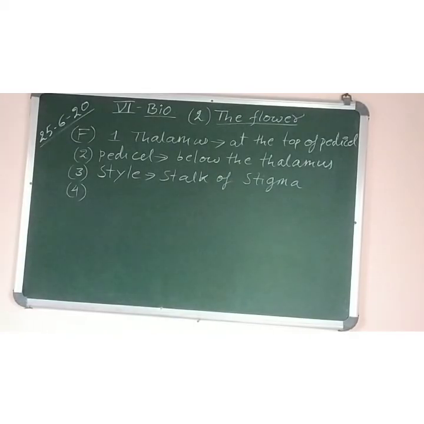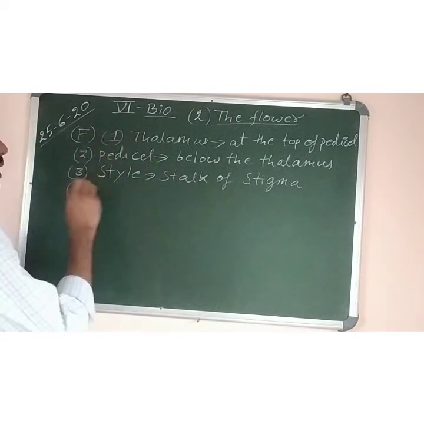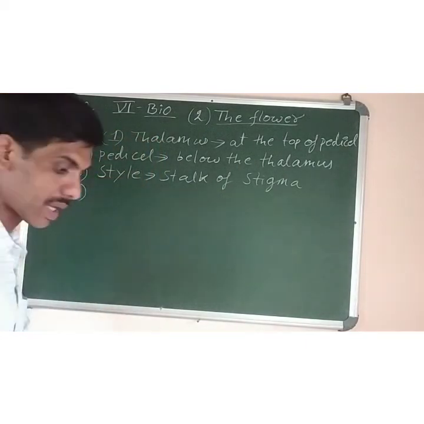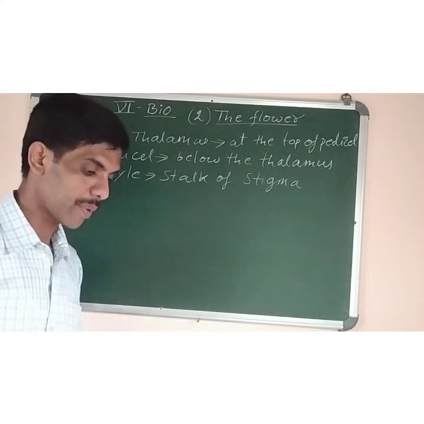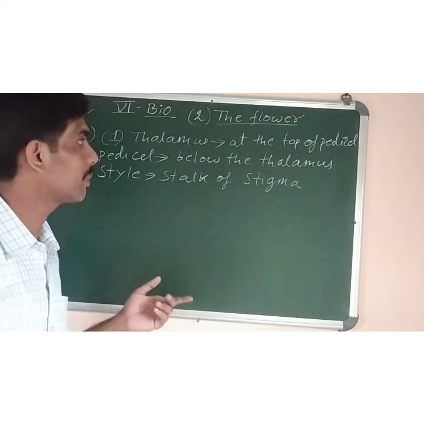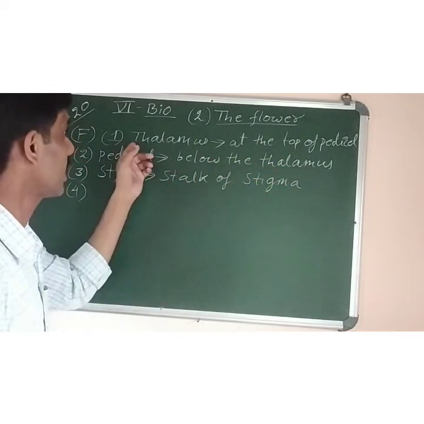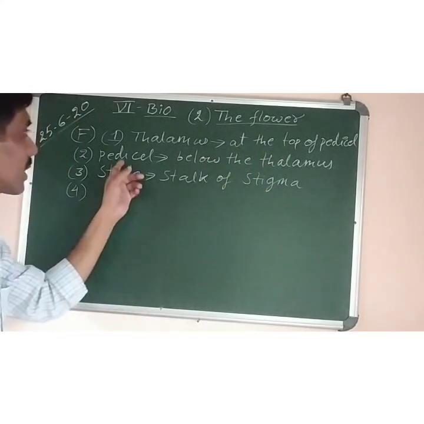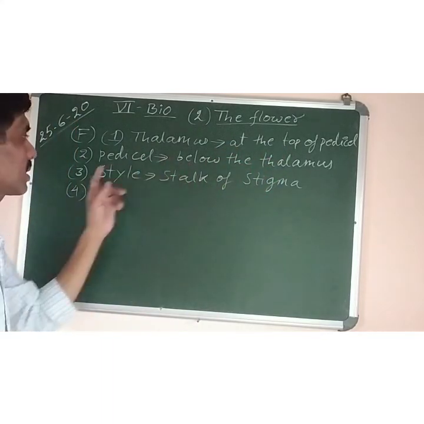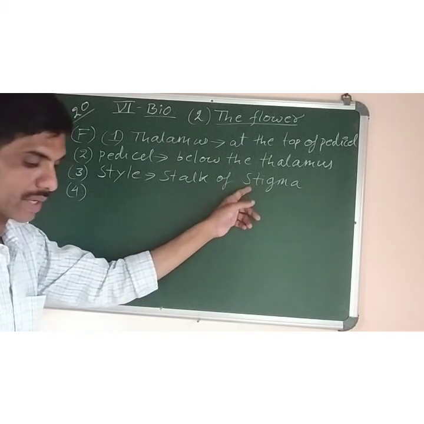Okay, next question you can see, give the exact location of each of the following. Okay, the first one is thalamus, and choices are also given in your book. Like in the first question, it is given at the top of pedicel or at the tip of flower. So the correct answer is at the top of pedicel. So you must write the answer straight like this: thalamus at the top of pedicel, then pedicel below the thalamus, style, which is the stalk of stigma. Actually, this word stigma is not given there.